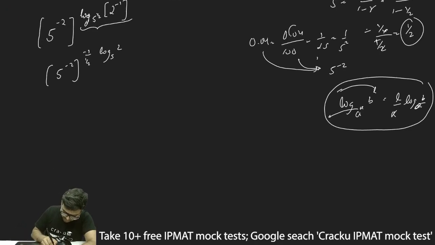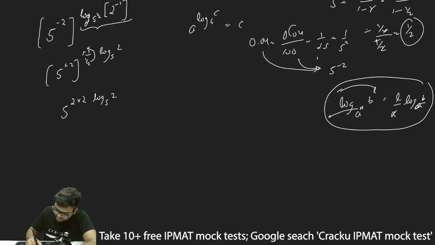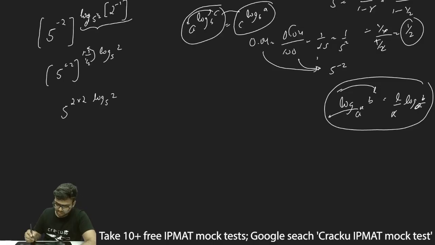Now this minus minus will get cancelled, and the 1 by 2 will go up, and this will become 5 to the power 2 into 2 log 5 base 2. Now we also know one thing, which is A to the power log C to the base B can be written as C to the power log A to the base B. C and A will be interchanged. So similarly 5 and 2 will be interchanged as well.